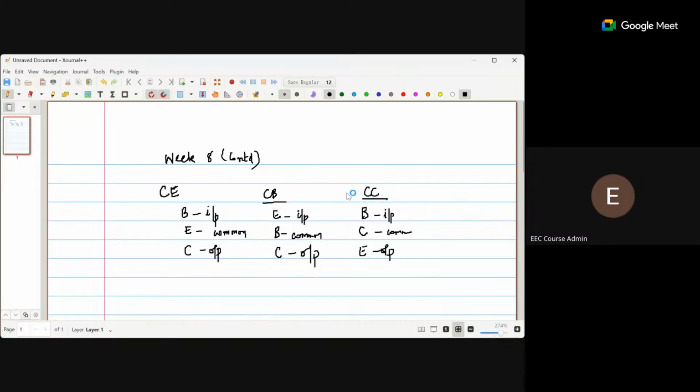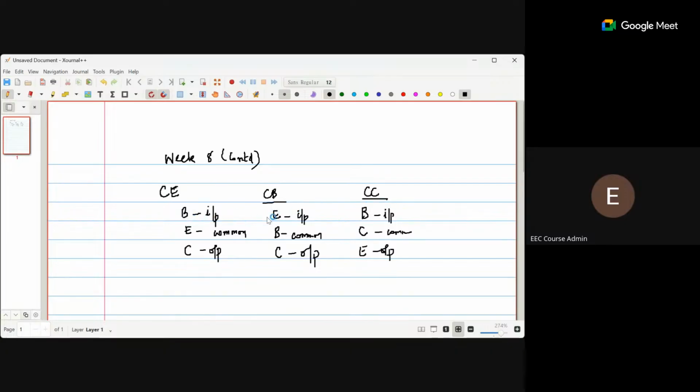And common collector, again, although you will not see in detail the input resistance, output resistance, comparison, etc., between these three configurations, generally you understand common emitter is an inverting amplifier, common base non-inverting, and common collector has unity gain, so it is generally used as a buffer. Those key things you should know.